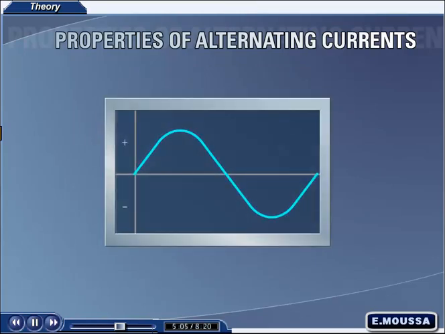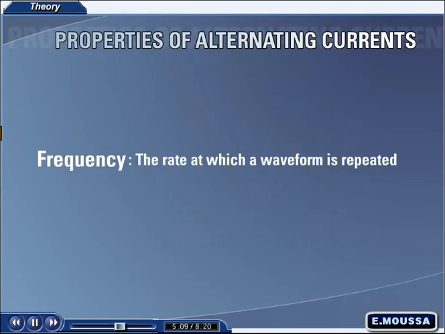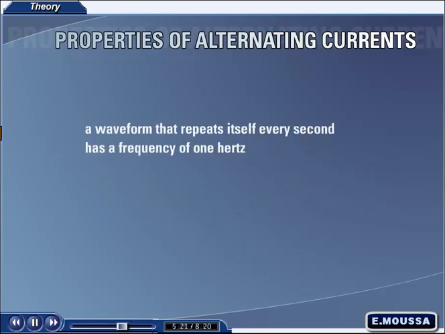Frequency is the rate at which the waveform is repeated. Hertz is the engineering unit that quantifies frequency and is equal to the number of times a waveform repeats itself per second. For example, a waveform that repeats itself every second is said to have a frequency of 1 Hertz, while a waveform that repeats itself 60 times a second has a frequency of 60 Hertz.